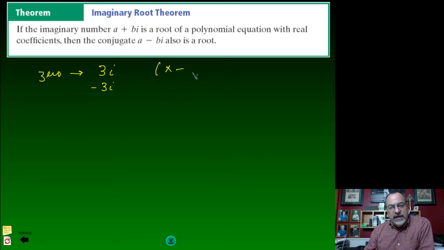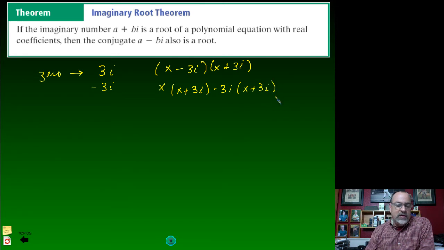So it's x minus, and then I put the zero in, 3i. And then it's x minus, and then I put the zero in. -3i is going to turn that into positive 3i. Okay? And now I simply apply the distributive property. So I take this x times x plus 3i, and I take -3i, and I multiply it times x plus 3i. Now, we just have to be careful of watching all of the imaginary numbers.